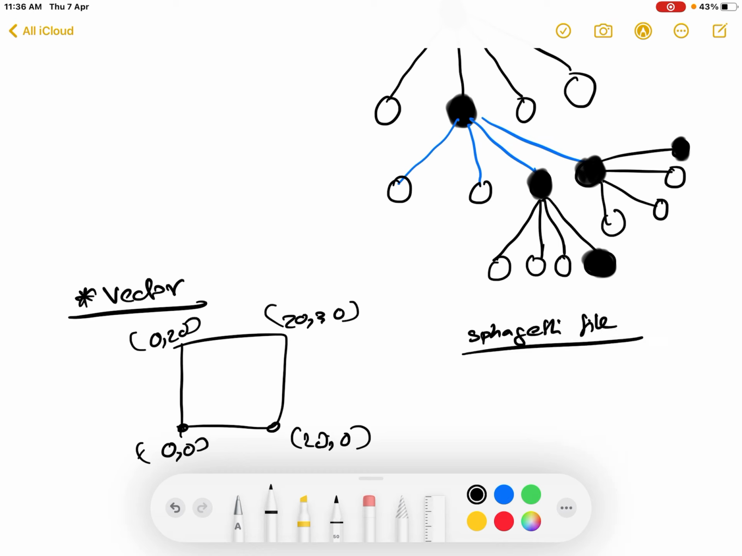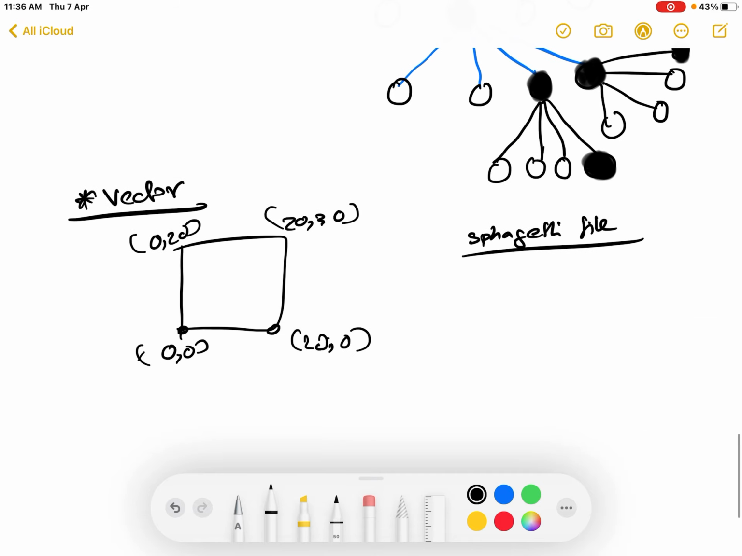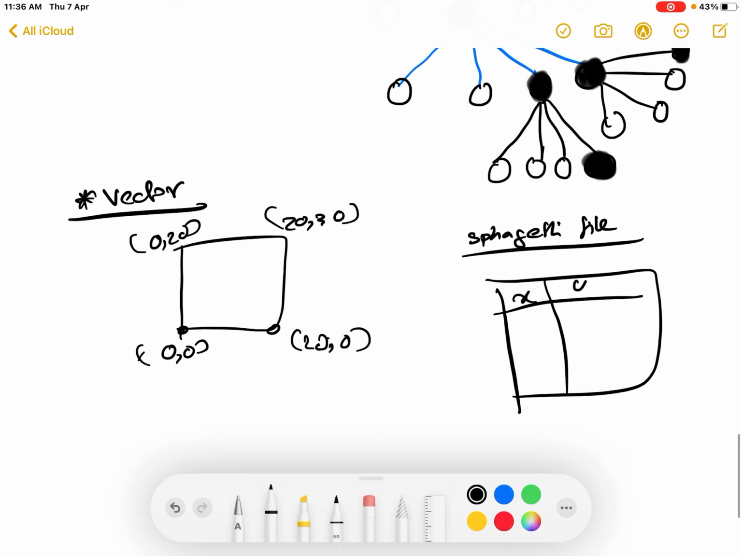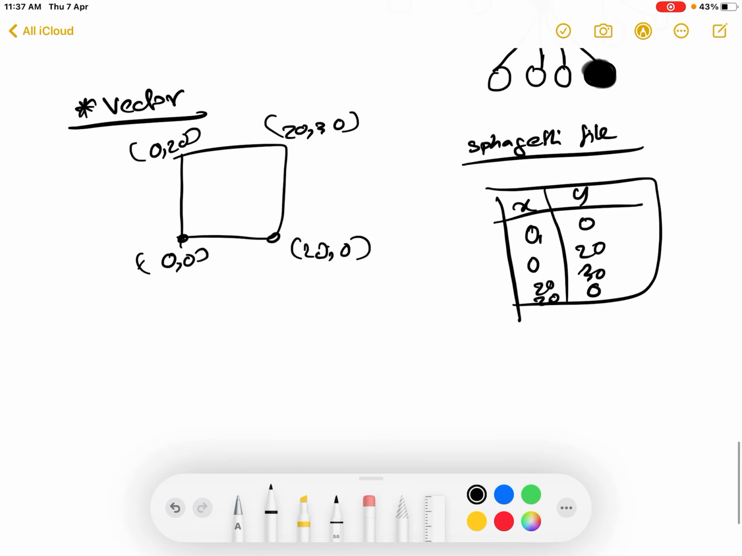The basic representation we use is a spaghetti file. What a spaghetti file means is that you will simply show the xy coordinates. This is x and this is y. Then you have 0,0, 0,20, 20,30 and 20,0. So these are the xy coordinates. This is called a spaghetti representation or a simple representation.